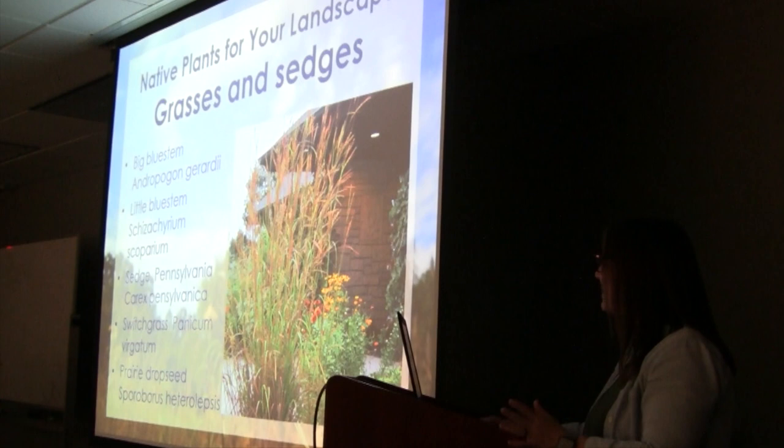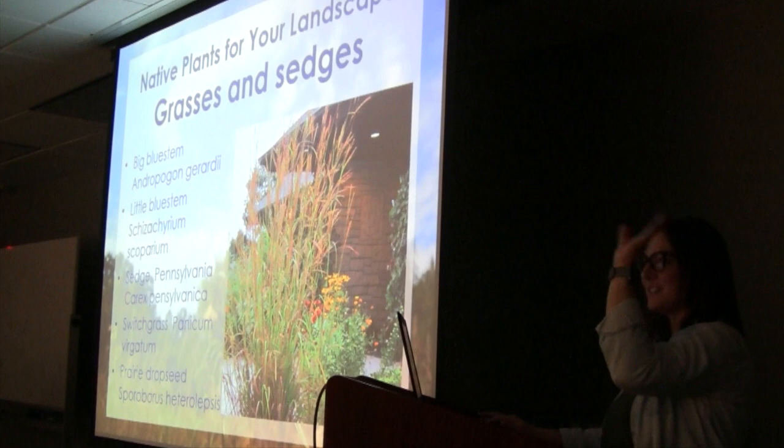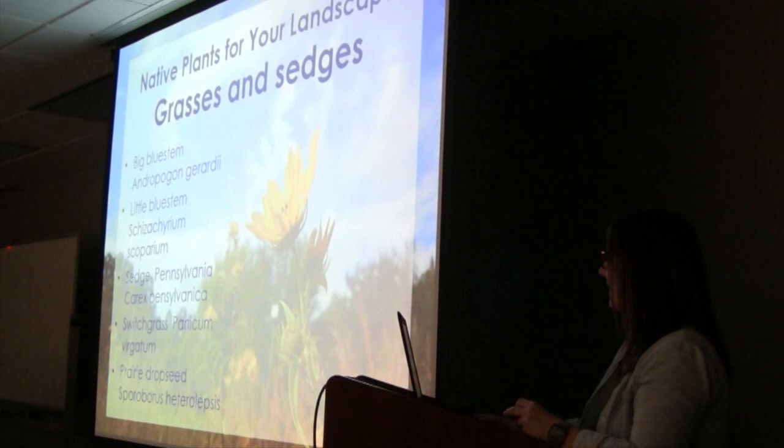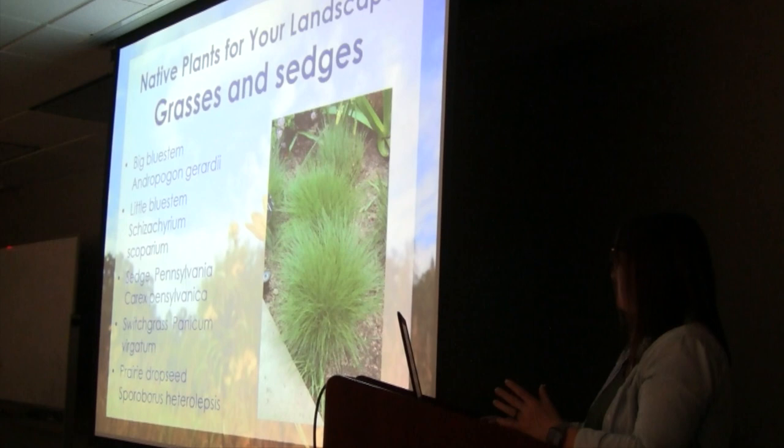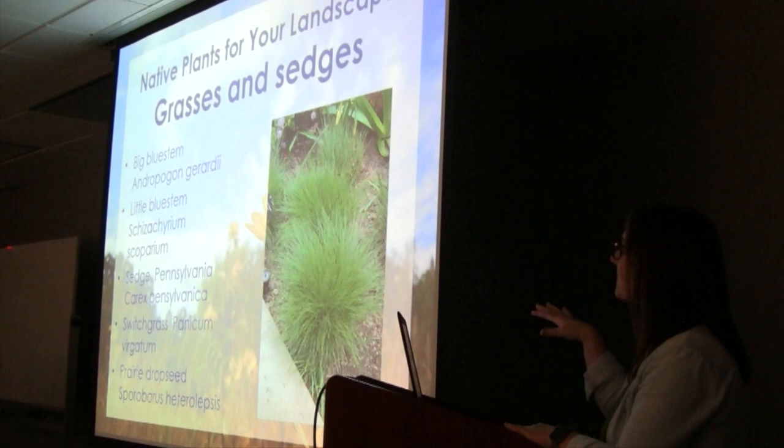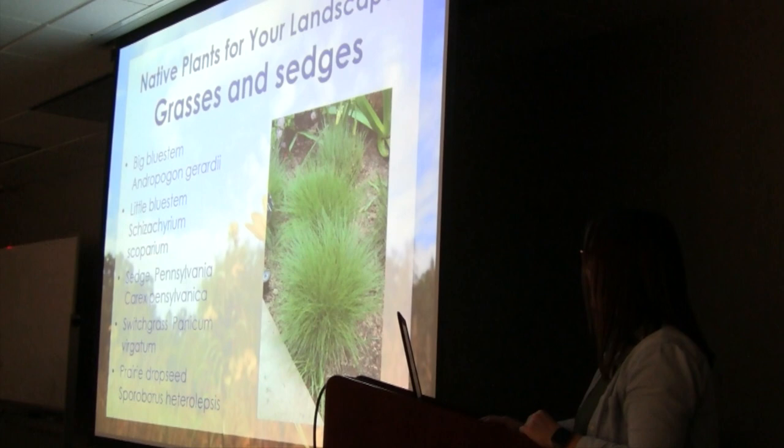So big bluestem, it's tall, it looks like a turkey foot. Its seed heads look like a turkey foot, which is one of the reasons why it's also called turkey grass. Little bluestem is much shorter to the ground. It sticks upright, kind of short, it's spiky. There are also cultivars that are a little bit more upright and a little bit firmer, so they do stand up a little bit better. And this one is very easy to find at local nurseries, too.